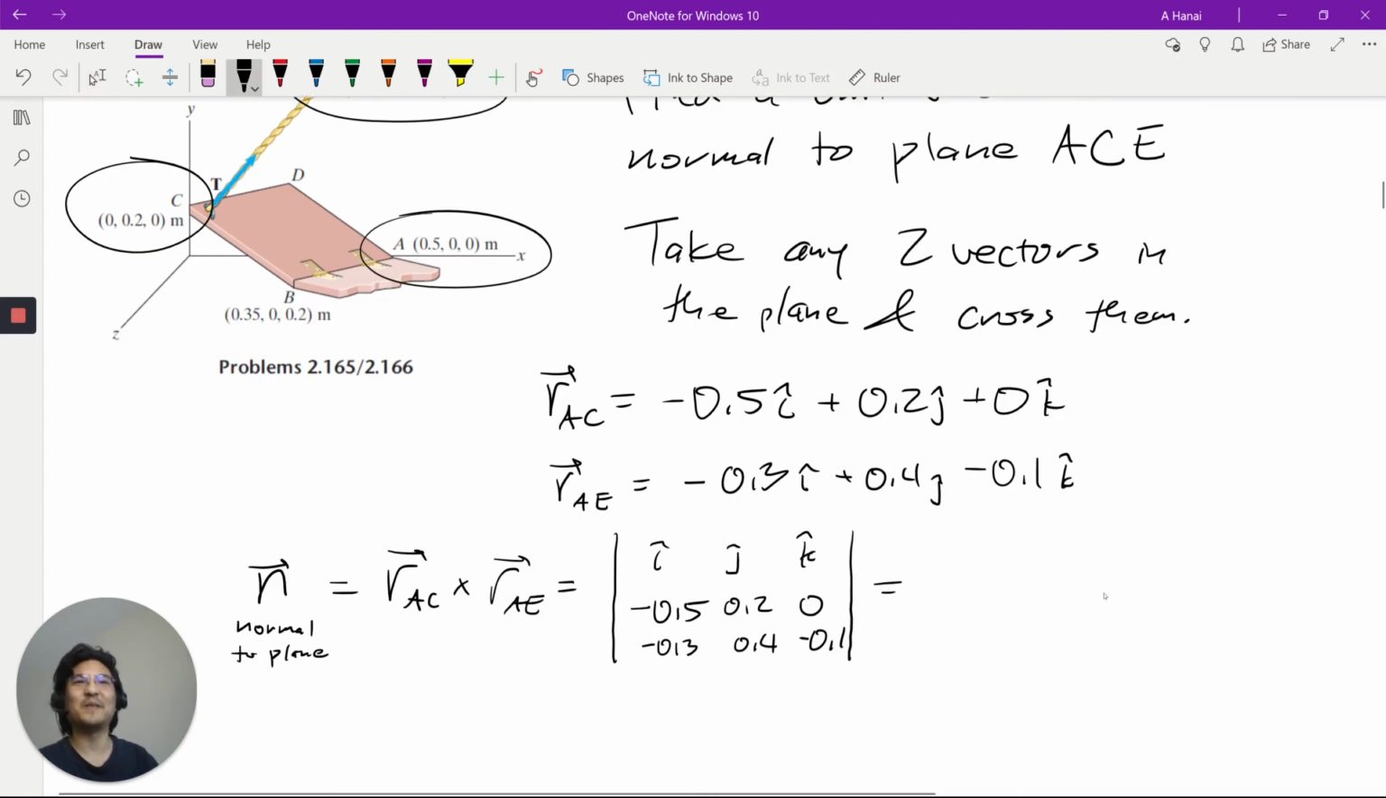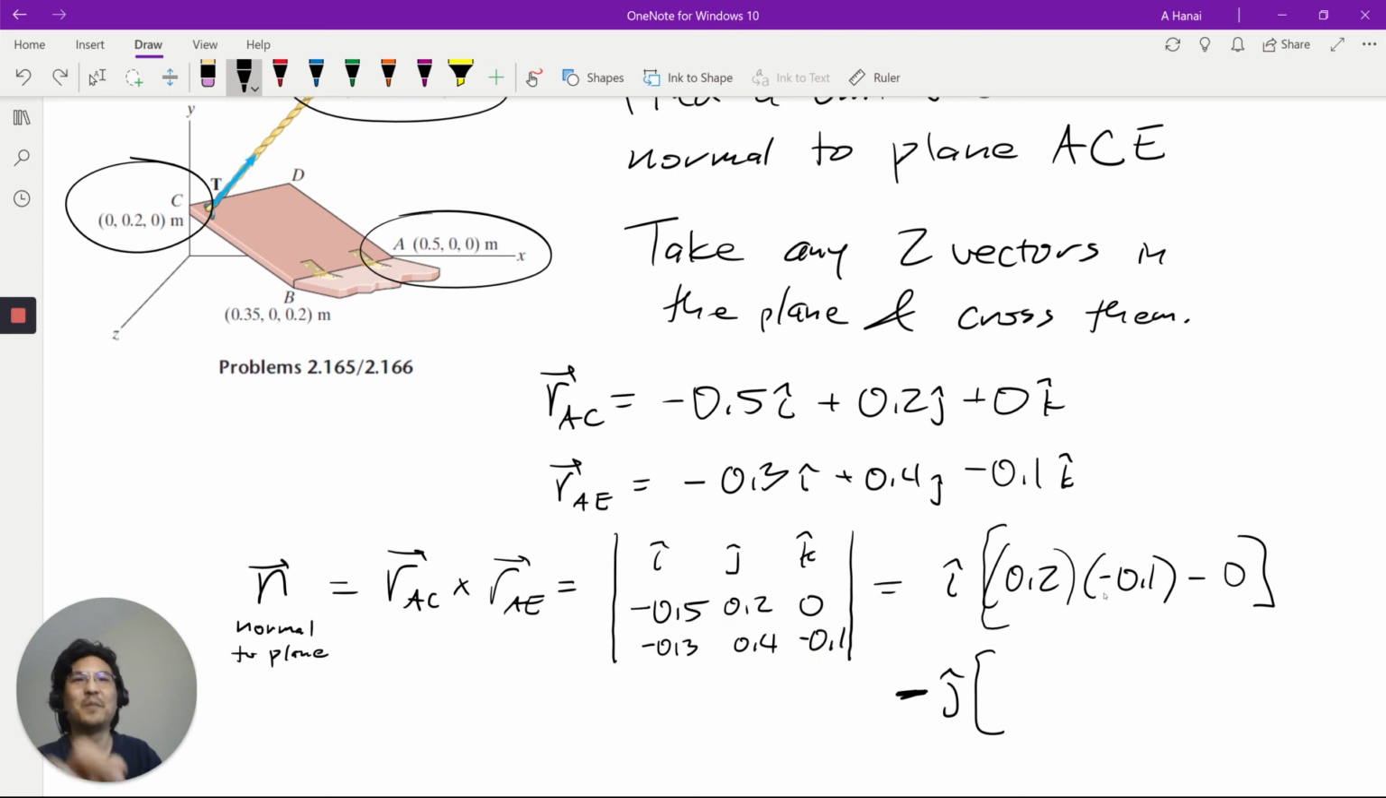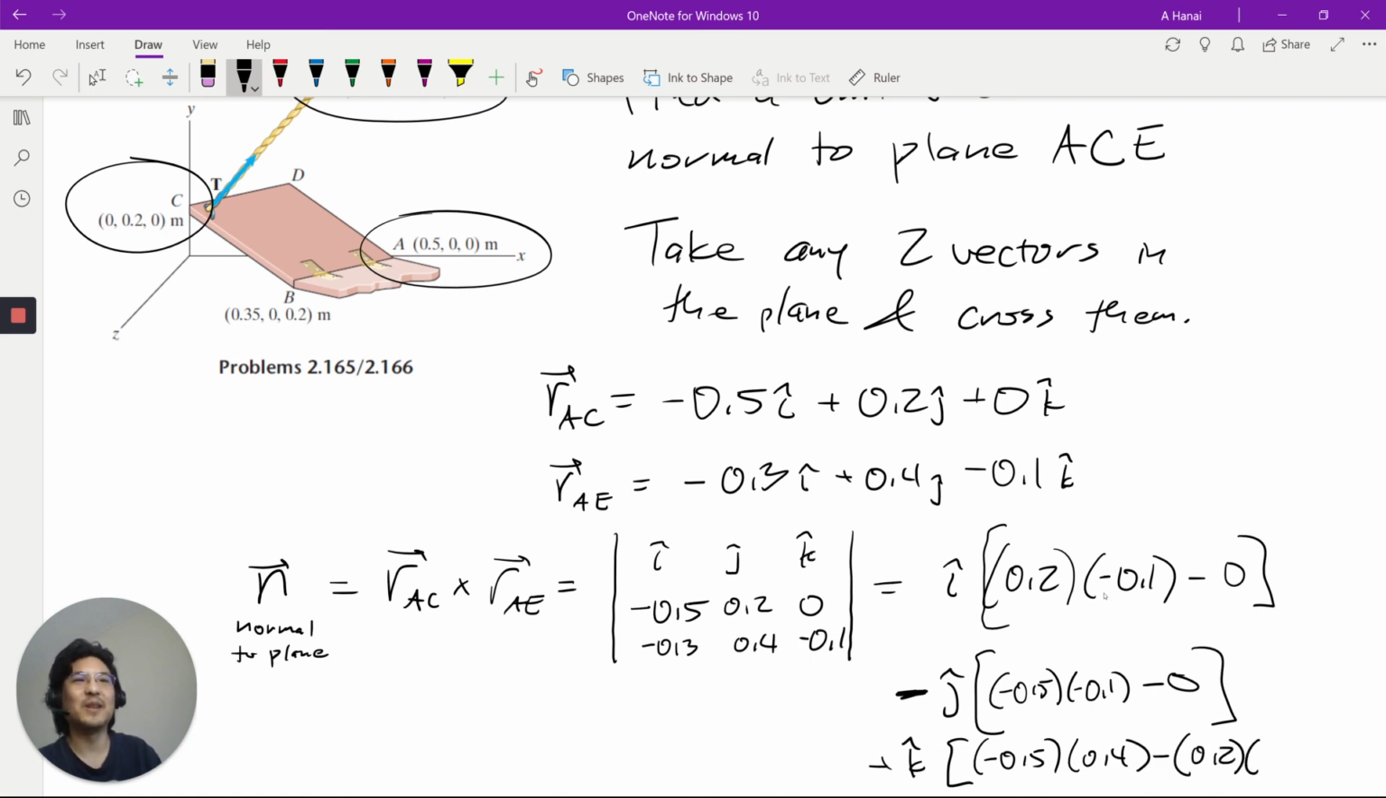I'm going to show you that fish way again. Okay, so in the i direction, this fish right here, 0.2 times negative 0.1 minus 0 times 0.4. Okay, and then minus j hat, this fish, negative 0.5 times negative 0.1 minus 0. Okay, and then k hat, this fish right here, negative 0.5 times 0.4 minus 0.2 times negative 0.3.